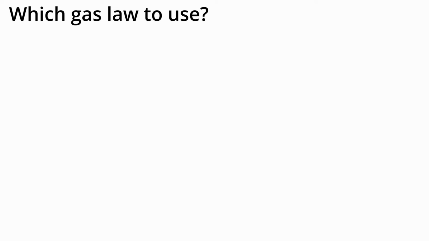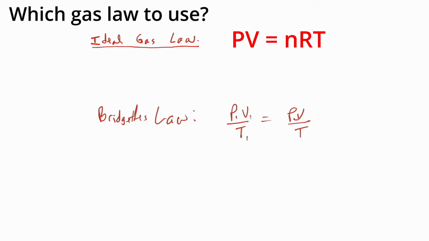So there's only two laws you have to know, two big ones. The first one is the ideal gas law. And the other one is known as the combined gas law. But I'm going to write Bridget's law here, because years ago I had a student named Bridget who had a really hard time remembering the combined gas law.